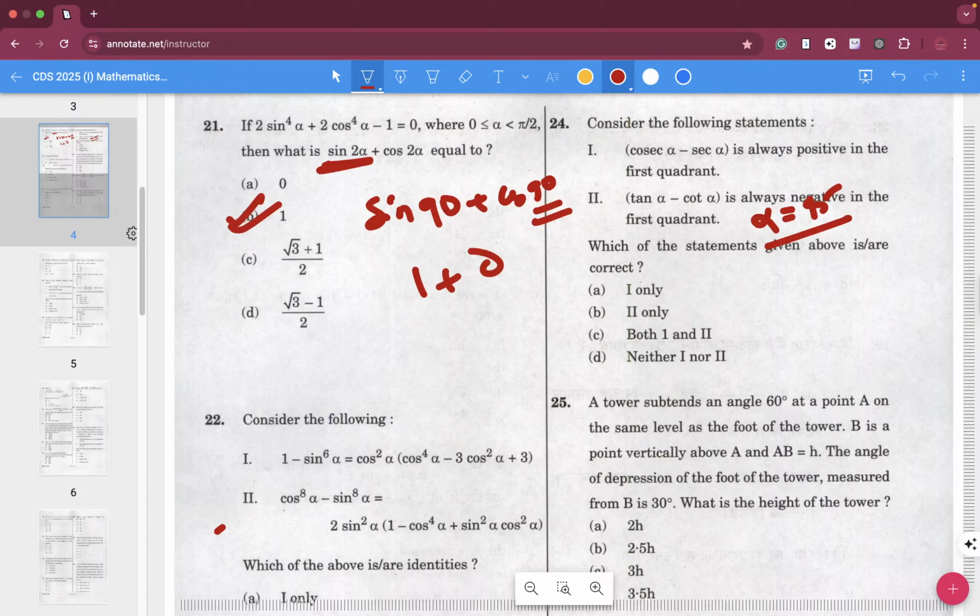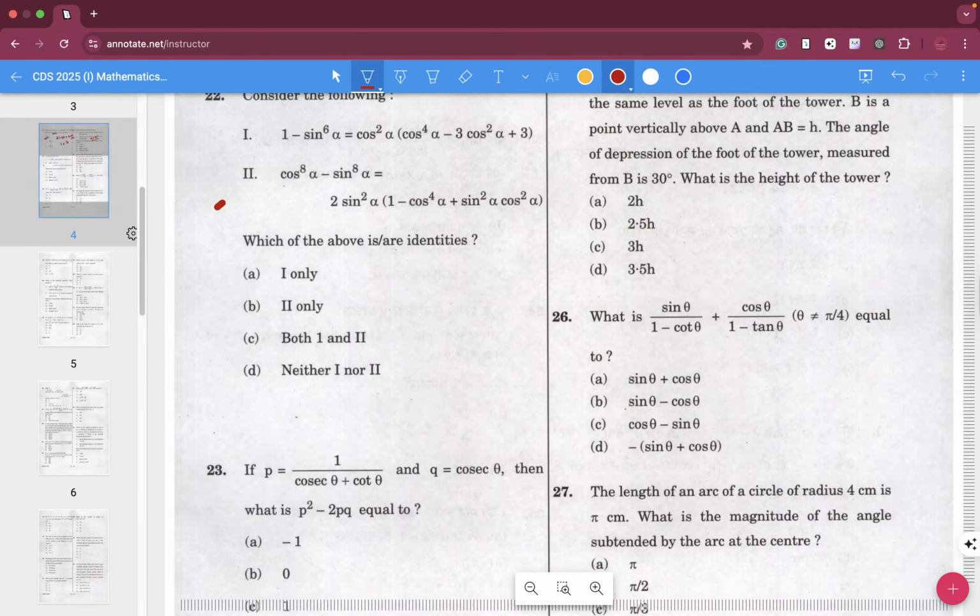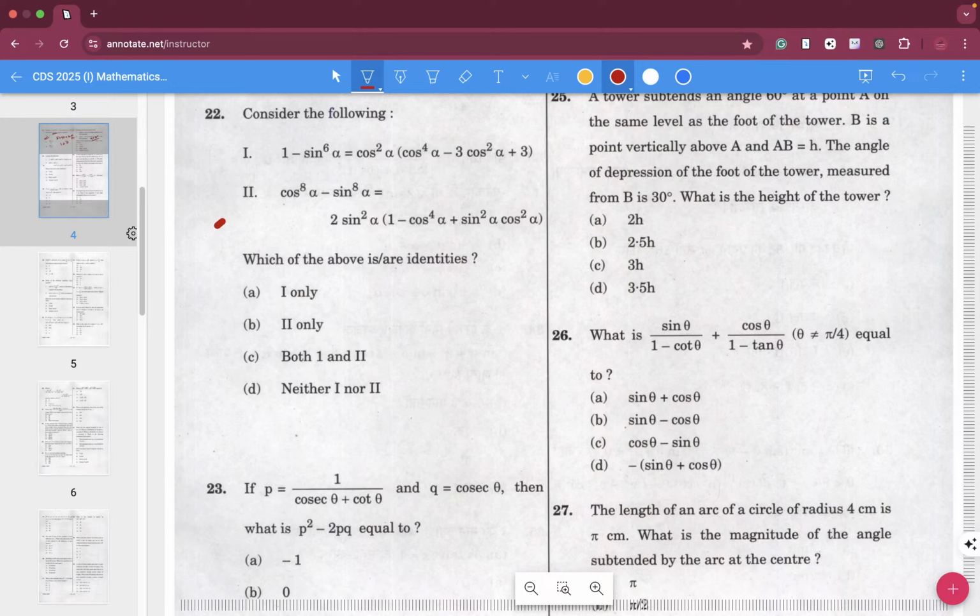So let's get going with the next question. This was your question number 21, folks. Now we have to get going with question number 22. It's a trigonometry question. It has given 1 minus sine raised to the power 6 alpha is equal to cos square alpha into cos raised to the power 4 alpha, and we have to prove whether this is an identity or not.